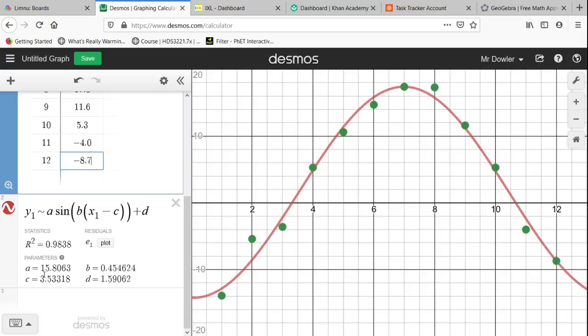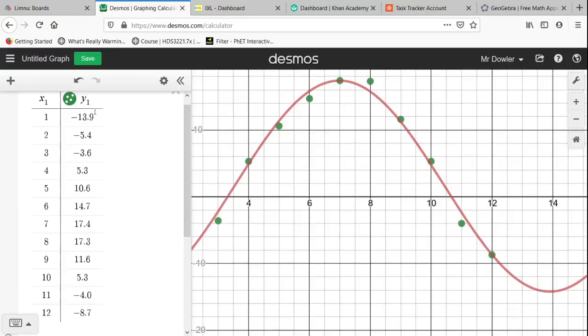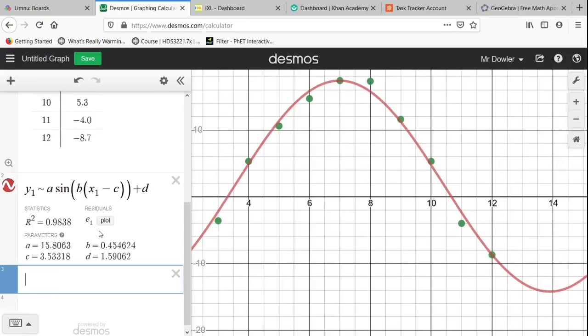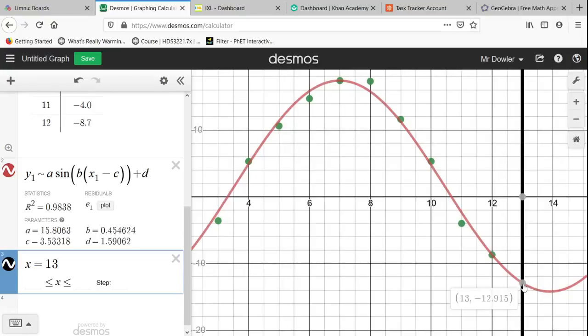So we want to find the average temperature in January, or next January, to the nearest tenth of a degree. So when we have x equal to 13, we're looking at, on average, negative 12.9.